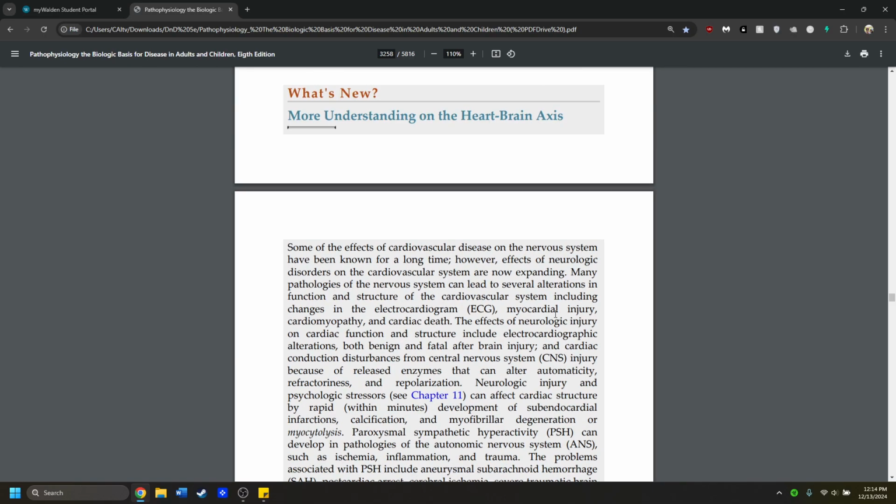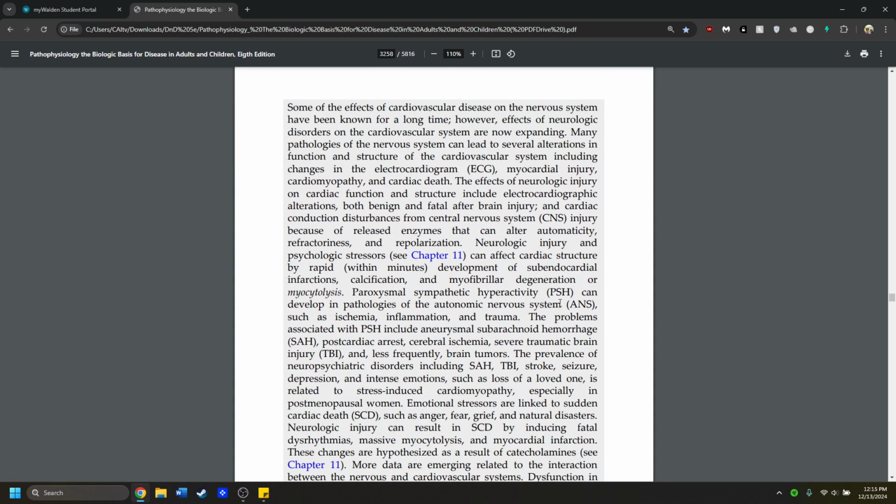So, the more understanding of the heart-brain axis. Some of the effects of cardiovascular disease on the nervous system have been known for a long time. However, effects of neurologic disorders on the cardiovascular system are now expanding. Many pathologies of the nervous system can lead to several alterations in function and structure of the cardiovascular system, including changes in your electrocardiogram or ECG or EKG, myocardial injury, cardiomyopathies, and cardiac death.